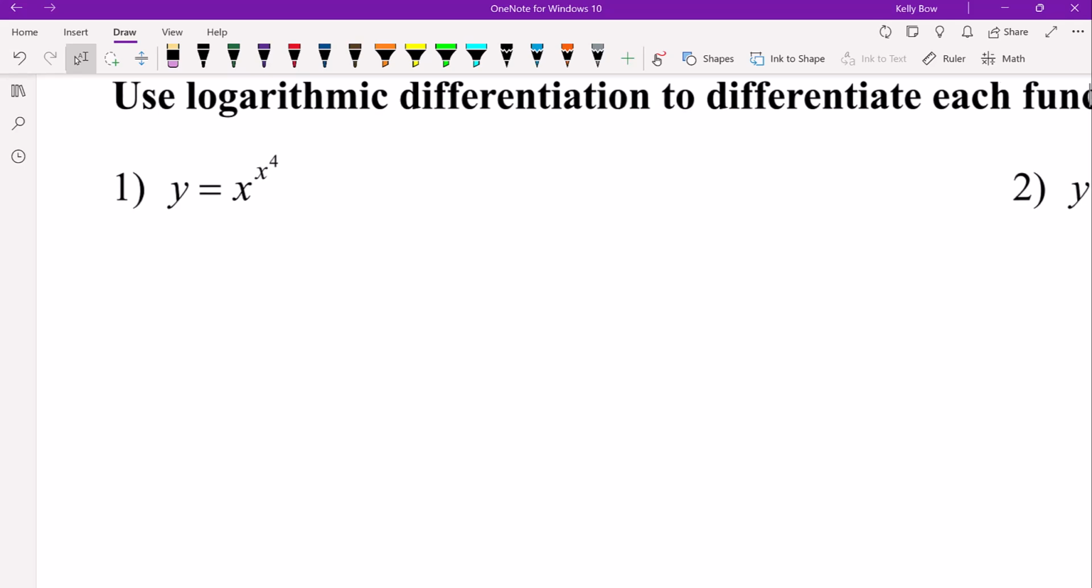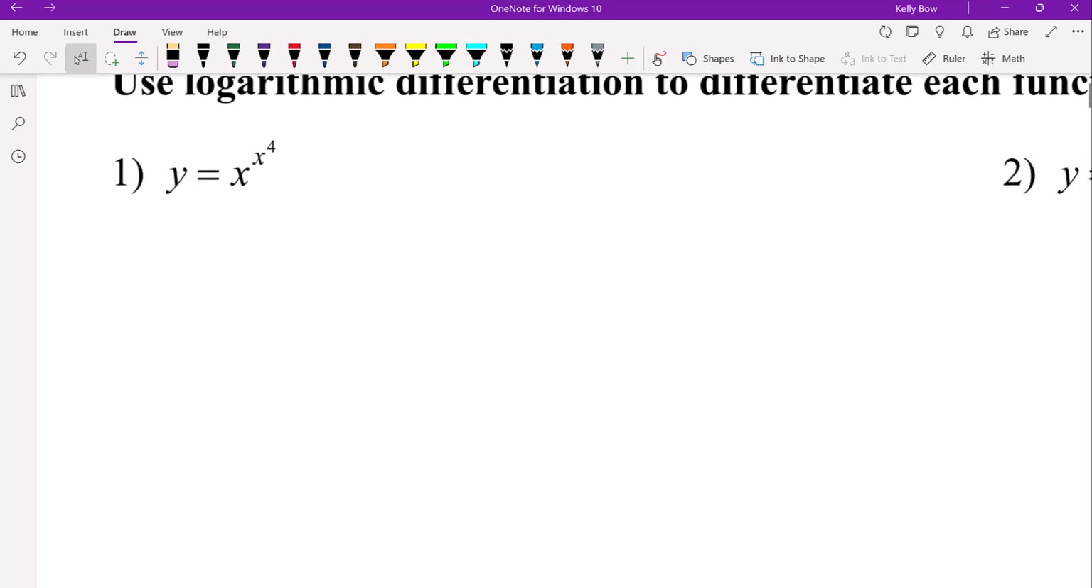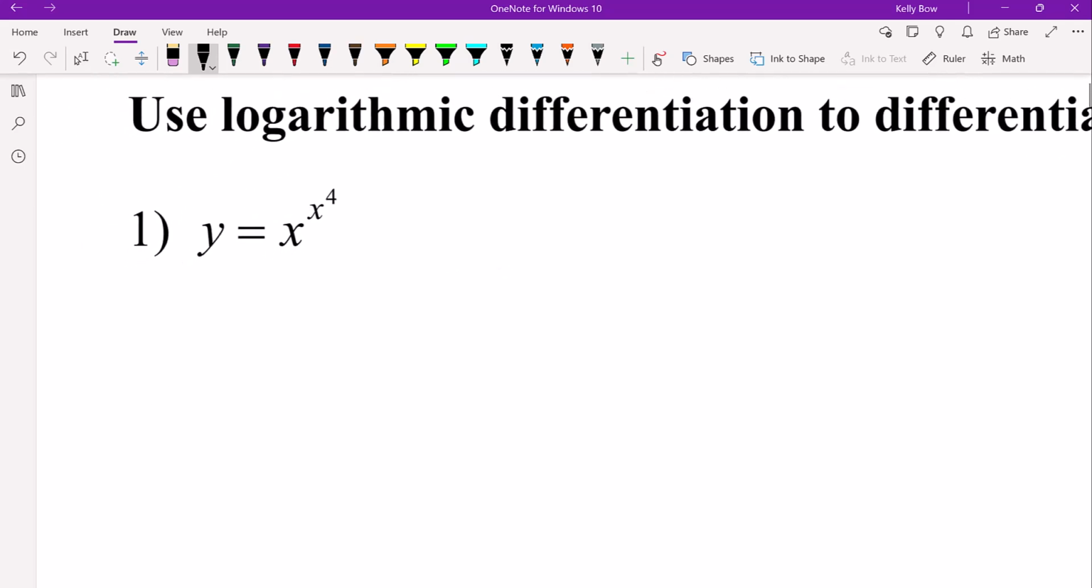And remember, every time we talk about derivatives, we're talking about the function that produces the slope of the tangent line. So the derivative is the slope of the line at any given point on a function. That's what the derivative is, the function that produces instantaneous velocity. All right. So for logarithmic differentiation, we're going to do 2 things.